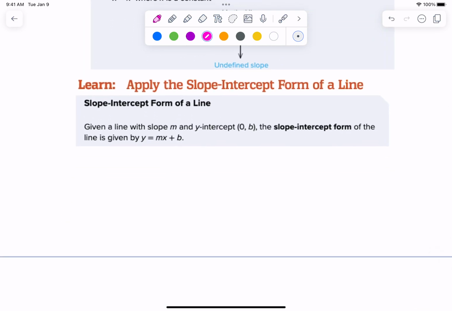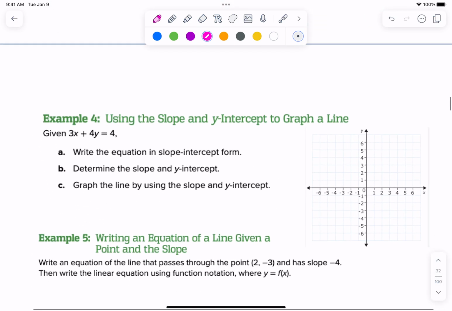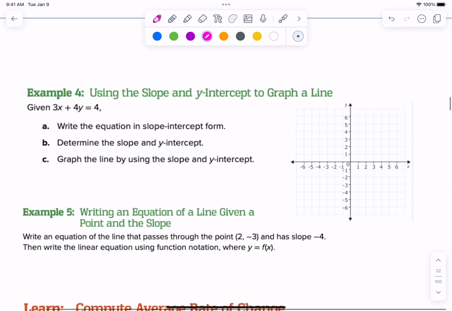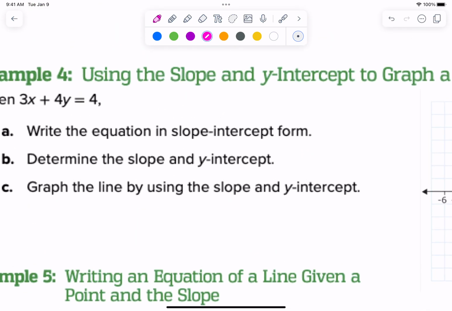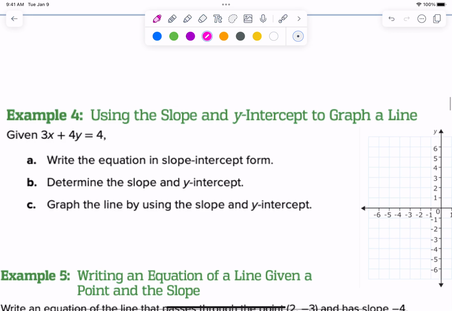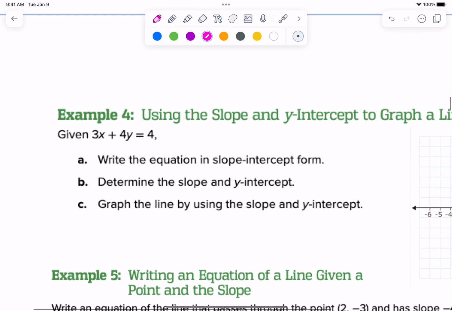We've already done slope-intercept form. Let's do example 4 and then we'll be done. We'll stop after example 4. Okay? Example 4, using the slope and y-intercept to graph a line. We just did this already. Slope and y-intercept. So here he is.